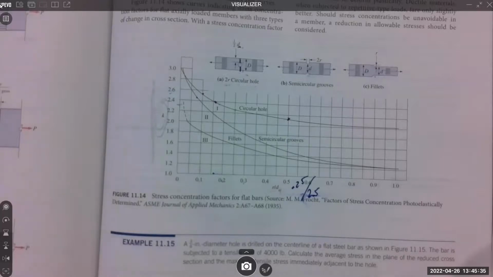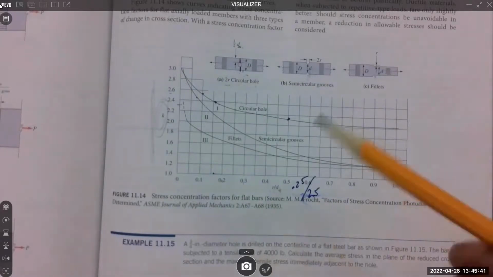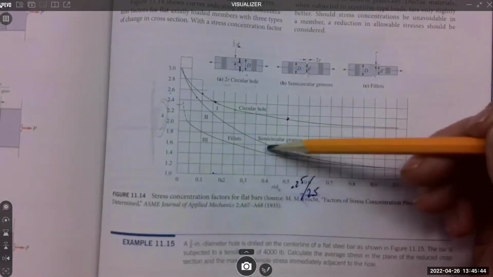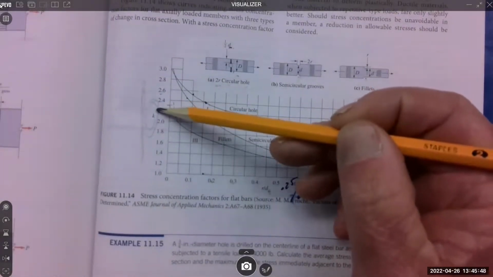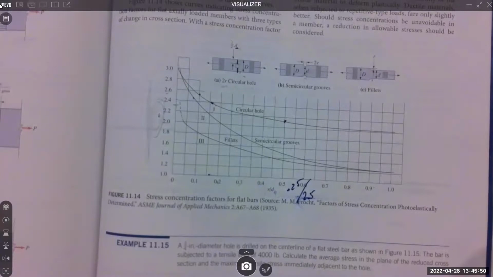So the process is: figure out your R to D ratio, go to the graph, go up to your curve, and then read across to K. This is on pages 232 and 233.